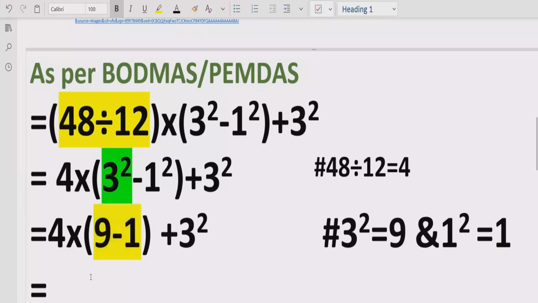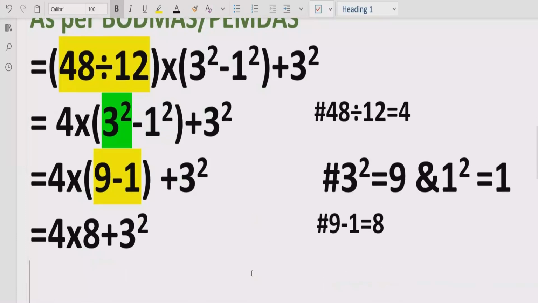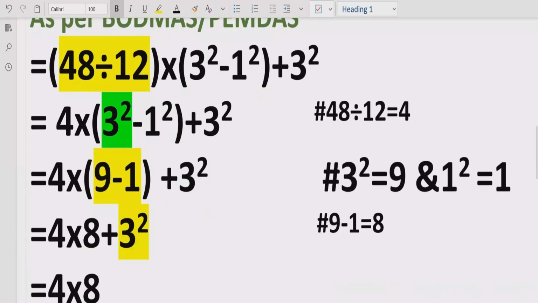So, 4 multiplied by 8 equals 32. And plus 3, we will write now as it is. This one we will write as it is. And here we will give the reference 9 minus 1 equals 8. Now we have solved all the brackets, and step number 2 is solve the power. So in our expression we have this power, which is 3 raised to power 2, which equals 3 multiplied by 3 equals 9. And here we will give the reference 3 raised to power 2 equals 9.